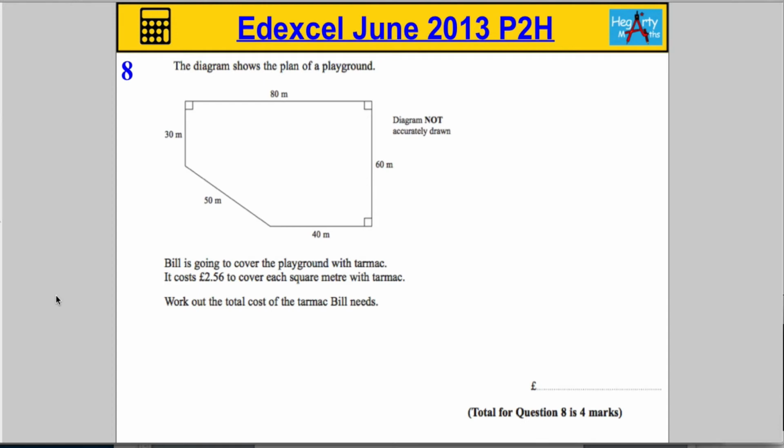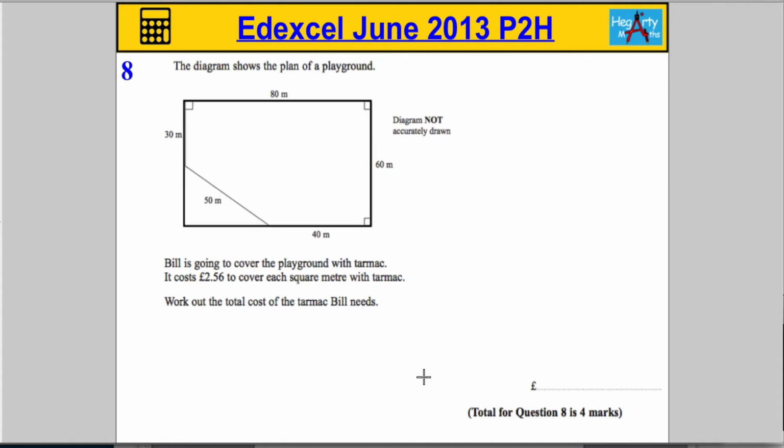Question 8. The diagram shows the plan of a playground. It says Bill is going to cover the playground with tarmac. It costs £2.56 to cover each square metre with tarmac, and we're asked to work out the total cost that Bill will incur.